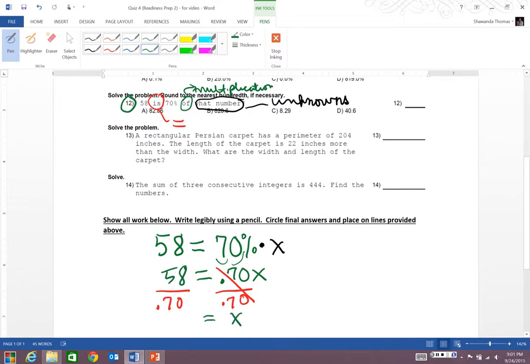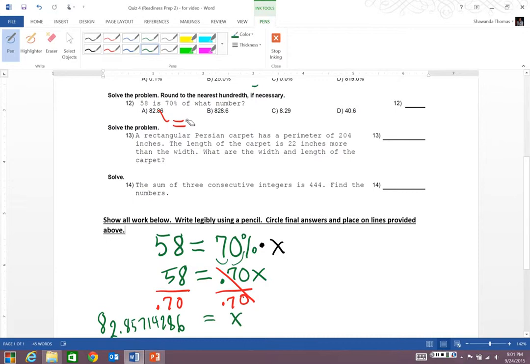Again, use your calculator. 58 divided by 0.7 or 0.70 is 82. It's pretty a long decimal here. 82.857142286. But of course, writing that is not necessary, because if we go back up here and read the instructions, it says solve the problem, round to the nearest hundredth if necessary. It's definitely necessary here because we have numbers after the decimal.